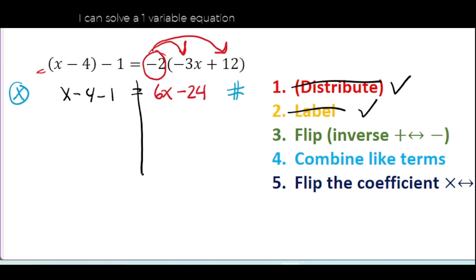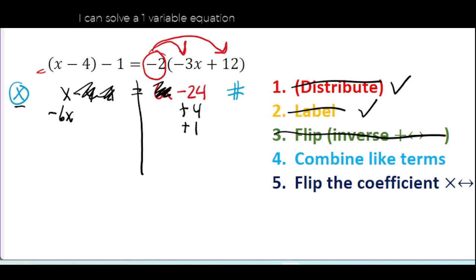All right, so now we're to the flipping part. Okay, x will stay, that's an x. Minus 4, that doesn't have an x with it, so that will turn into plus 4. And again, I'm putting it over here with its like terms. That minus 1 will turn into plus 1. Okay, the 6x, that does not belong over here because this is now my number side. So that positive 6x will become minus 6x. And then minus 24 is going to stay because that's a number. Okay, did the flipping.